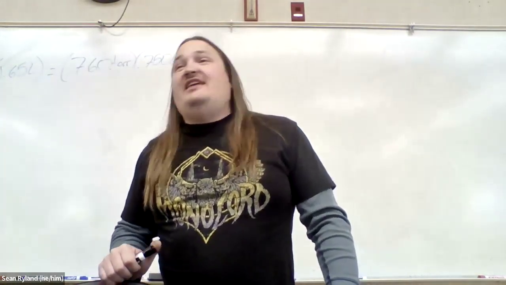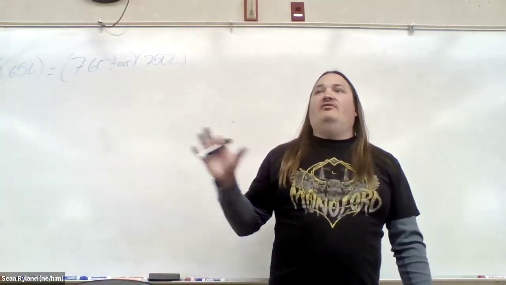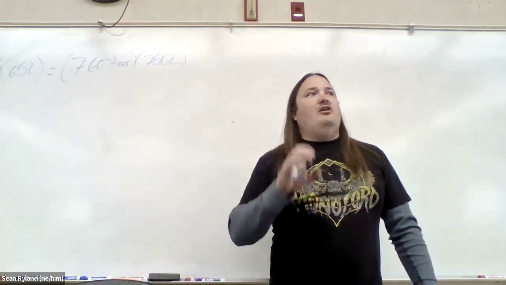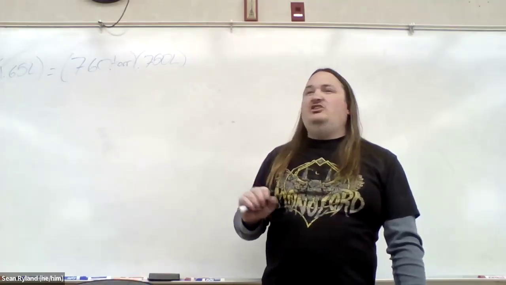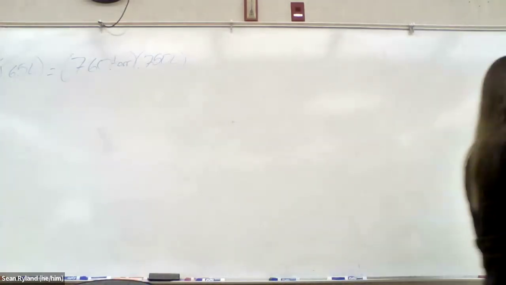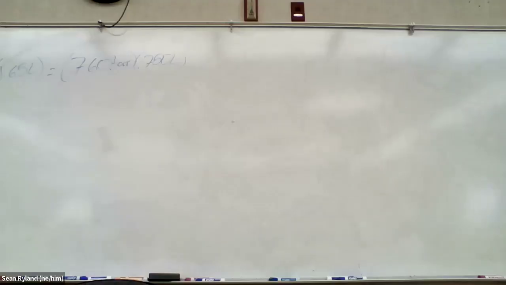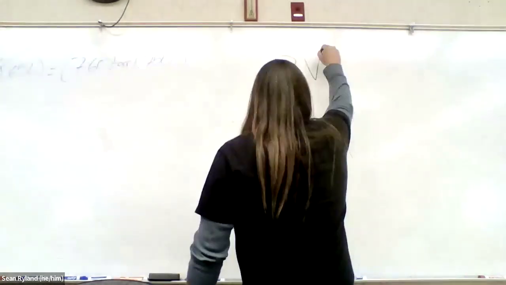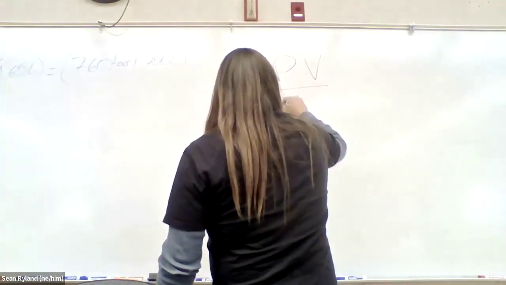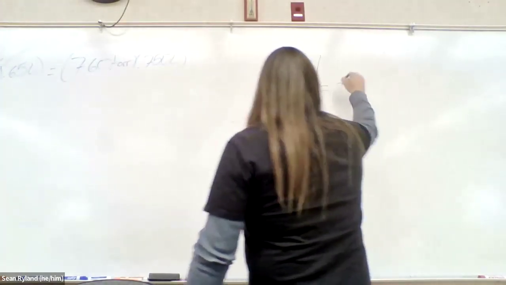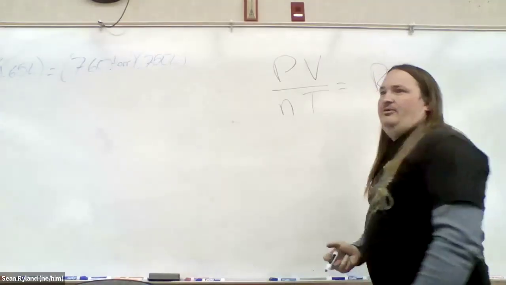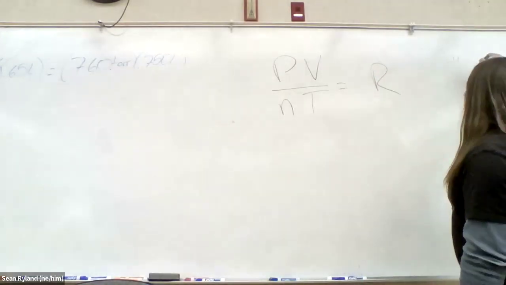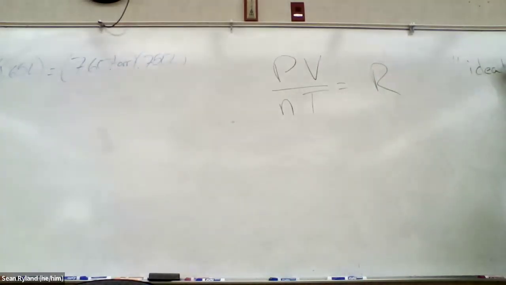Every system of gas. This is actually one of those fundamental constants of the universe. The behavior of matter in the universe is such that every gas system gives you the same ratio of pressure times volume over moles times temperature. We call that R. For any gas, pressure times volume divided by moles times temperature equals capital R, which we call the ideal gas constant.